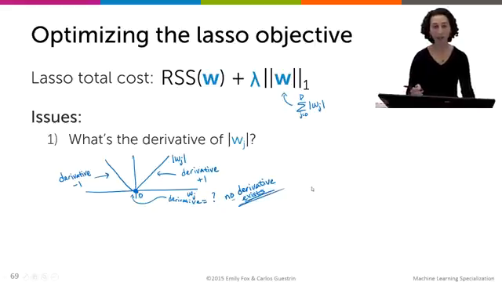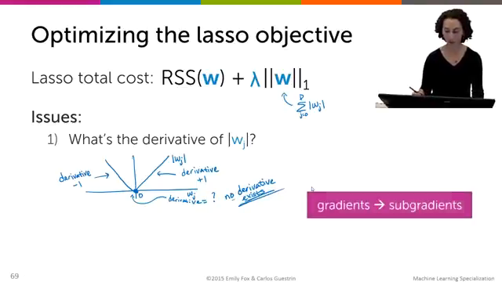So instead of thinking about gradients defined by these derivatives, we can talk about something called subgradients. And we're going to discuss the concept of subgradients in a more advanced optional video, but just know that they exist and they're crucial to the derivation of the algorithms we're going to talk about for the lasso objective. And if you're interested in learning more, stay tuned for our optional advanced video.